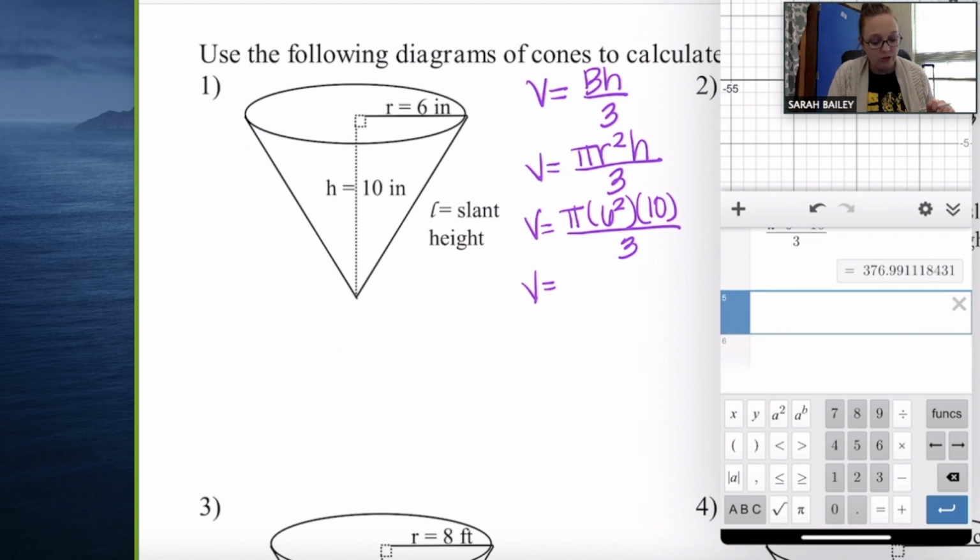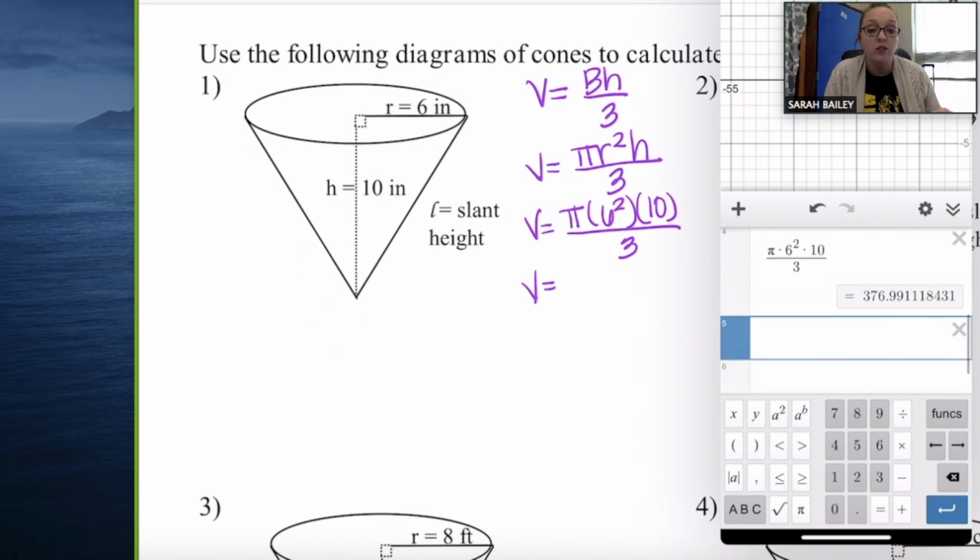So now I'm rounding that to the nearest tenth. In this case, I have a 9 in the tenths spot right here. The 9 next to it says what to do, which would be to go up. So the first 9, the one in the tenths spot, becomes a 10, which means this 6 has to go up and be a 7. So it's going to be 377.0. And my units here are inches, so cubic inches.